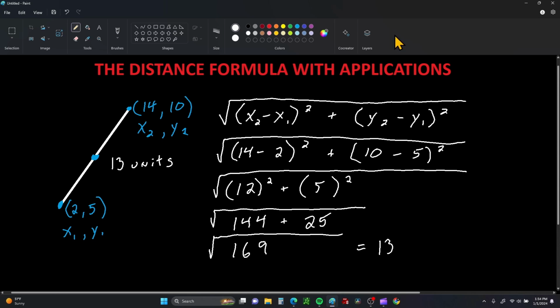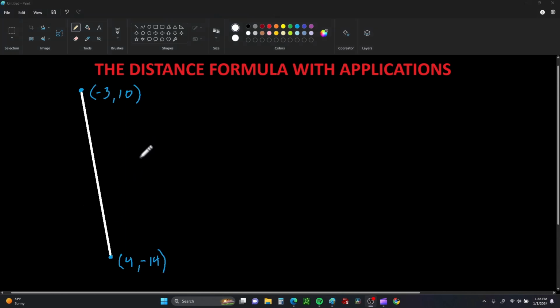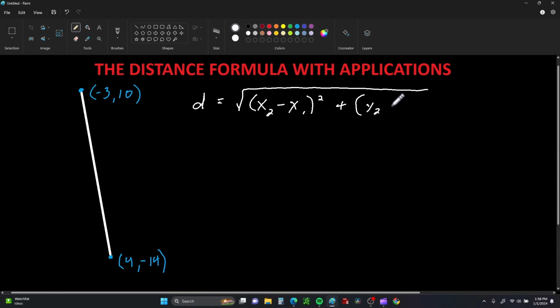Let's try another problem. So here we have a line segment, and the endpoints are minus 3 comma 10 and 4 comma minus 14, and I want to find the distance between those 2 points. So I'm going to find the distance using the distance formula. So I have x2 minus x1 squared plus y2 minus y1 squared. Get into the habit of writing the formula over and over again. This would help you to memorize it.